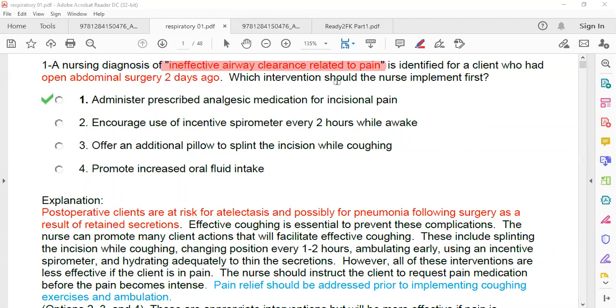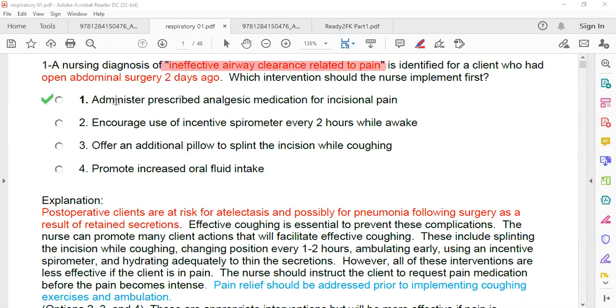Which intervention should the nurse implement first? In this question, the examiner makes it easy for us, mentioning ineffective airway clearance because of pain, right? And the patient has a history of abdominal surgery 2 days ago. Which intervention should the nurse implement first?